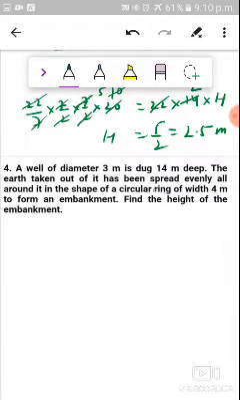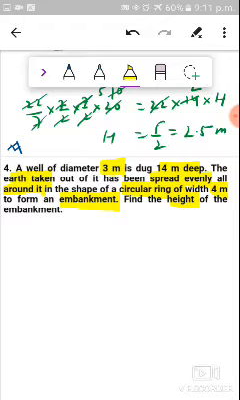So this is also an important question. A well of diameter 3 meter is dug 14 meter deep. The earth taken out, same as the previous question, is spread evenly all around it in the shape of a circular ring of width 4 meter to form an embankment. Find the height of the embankment.